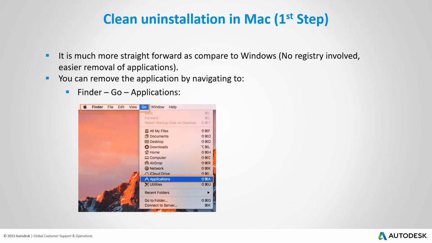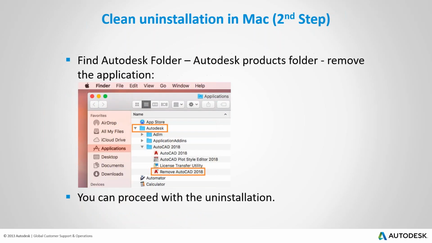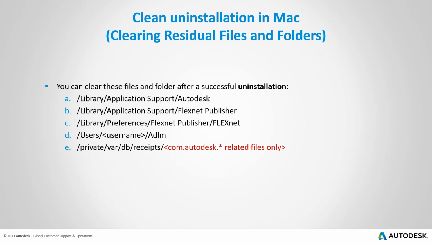For the first step of Mac uninstallation, you can find the application first by going through your Finder. In the Applications window, you can try to find the Autodesk folders, navigate to the product folders, and you can remove the applications there. As you can see from the screenshots, it's very straightforward. And just like Windows, you can remove the residual files and folders as well, located in the folders listed here.